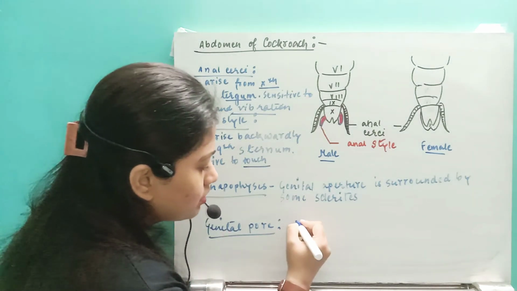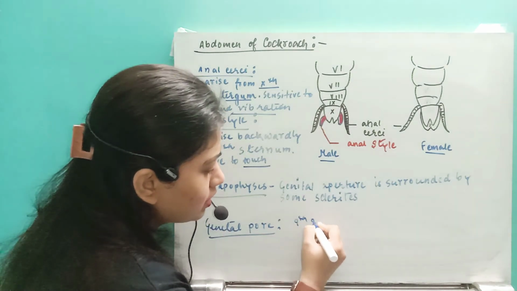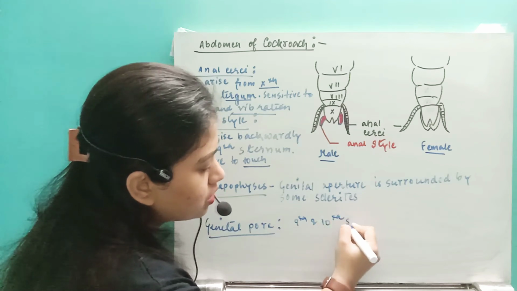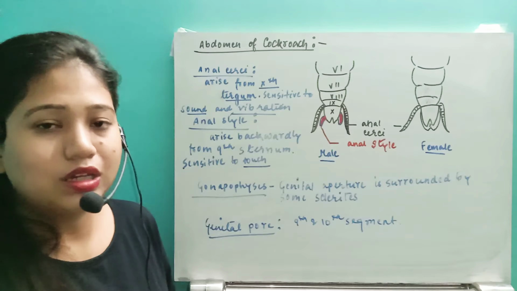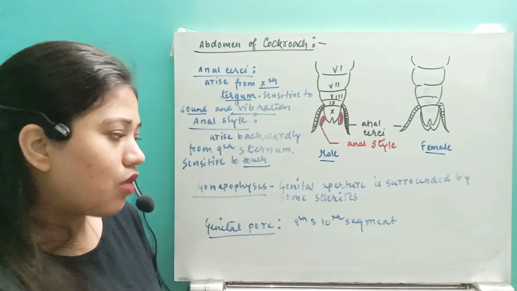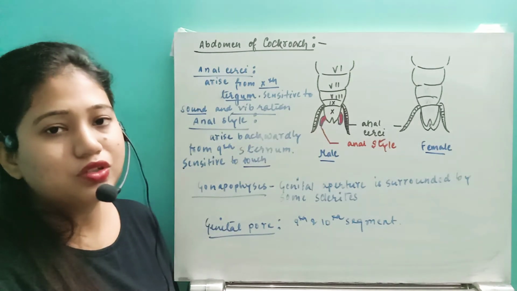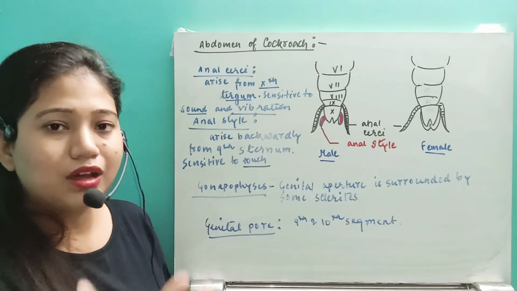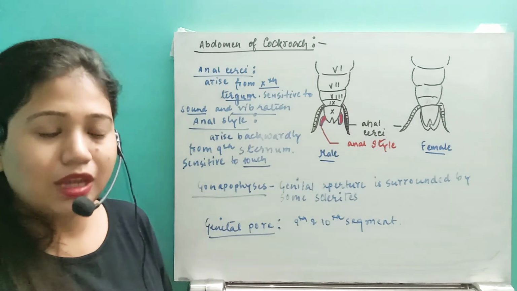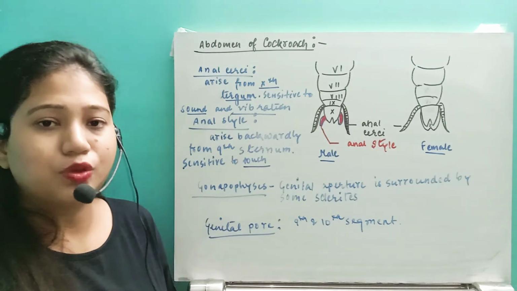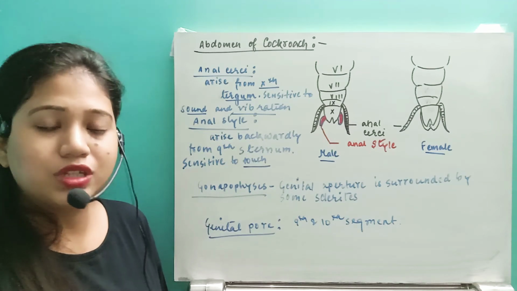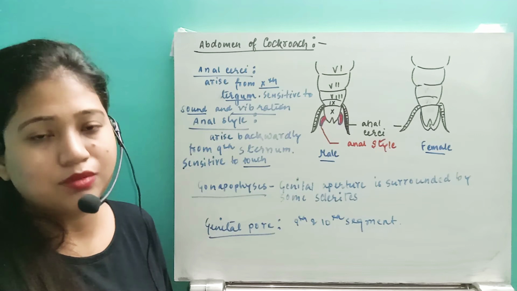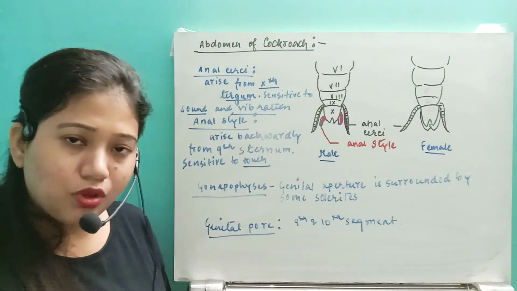So it is arising from the 9th and the 10th segment. In between the 9th and the 10th segments, the genital pore is present. This genital pore is a region from where the gametes are released in the male. In the female, the egg case, or ootheca, that is formed gets deposited and comes outside the body.